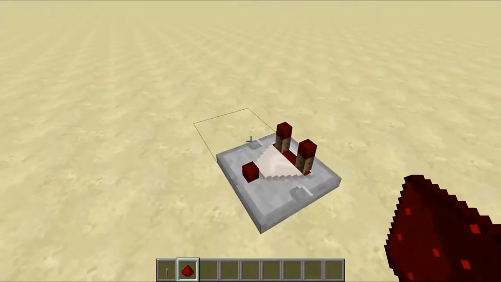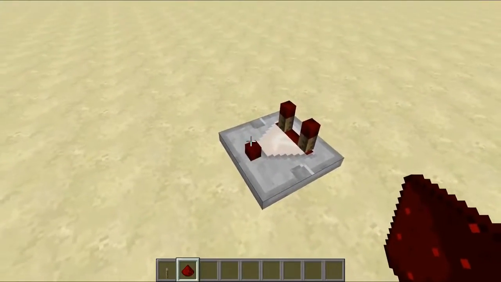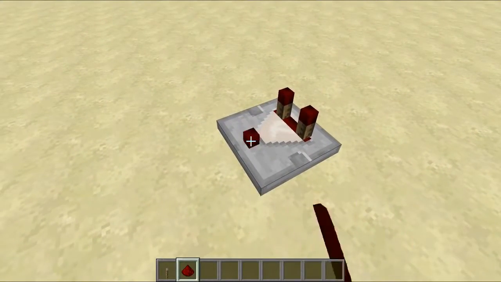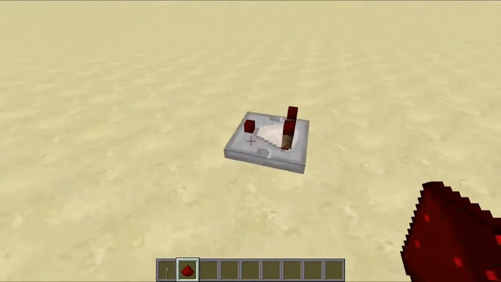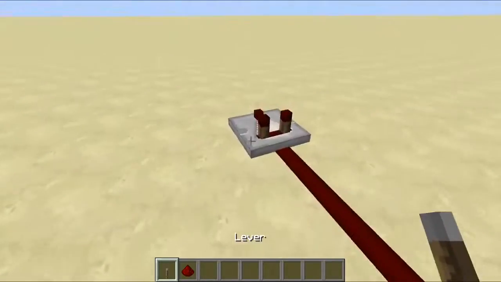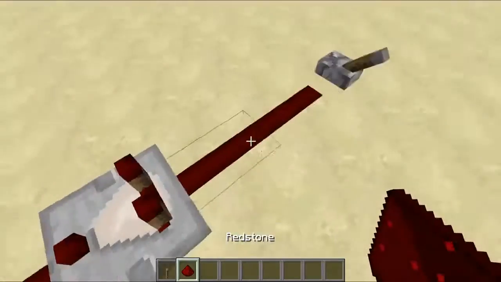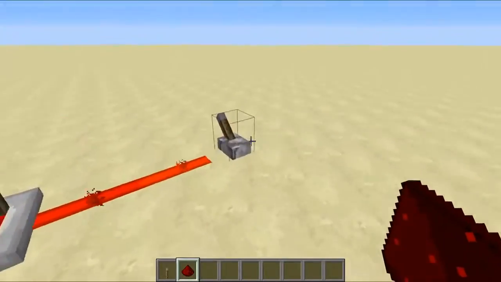As I mentioned earlier on in the video, the comparator has got this little nib up at the front here which we can toggle on and off. Now this toggles between normal mode and subtract mode. So first things first, let's take a look at normal mode. I'm going to run a signal strength into the back of this comparator just like this, and as you can see we get ourselves a redstone output.